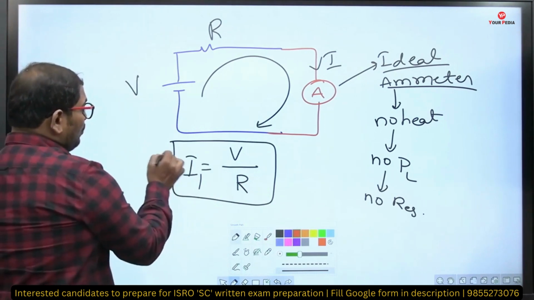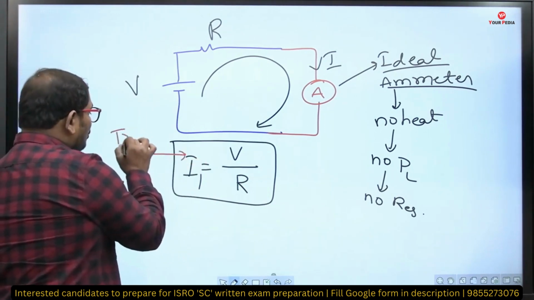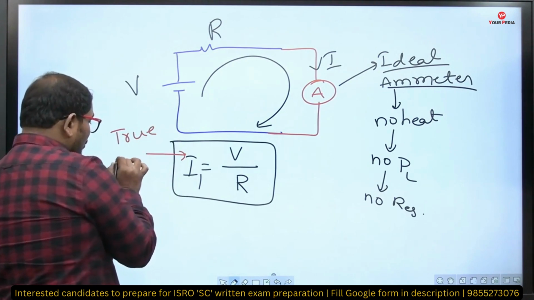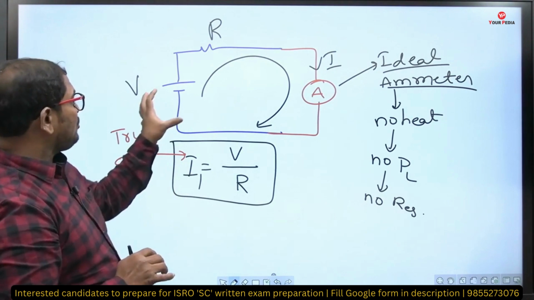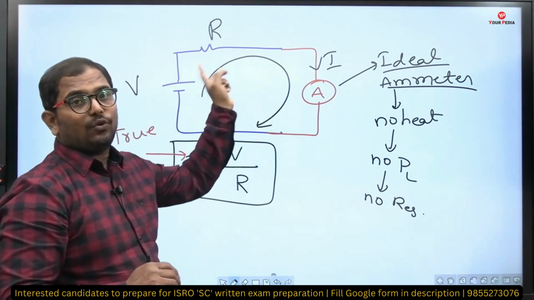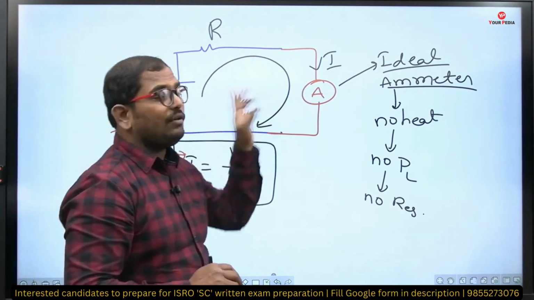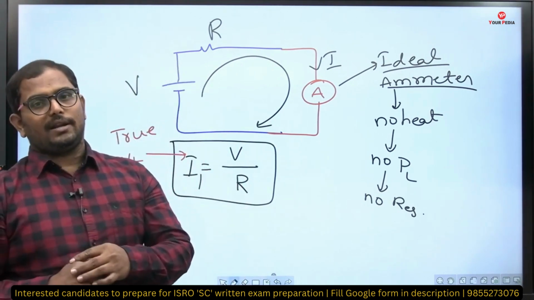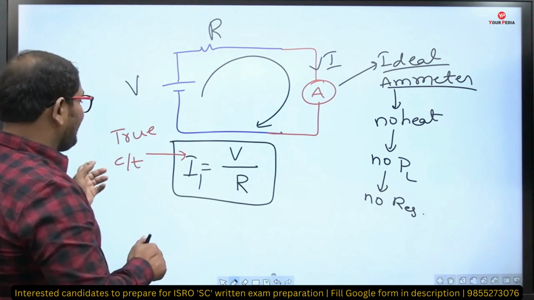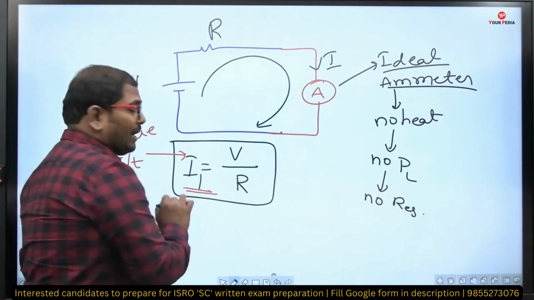That is the reason we call this value the true current. This is the true value of current which must flow through this circuit, even if you connect an ammeter to the circuit for measuring the current. So that's why this current is called a true current.